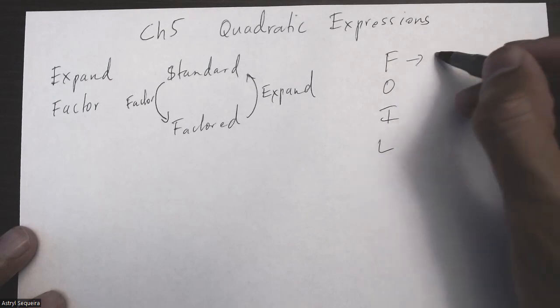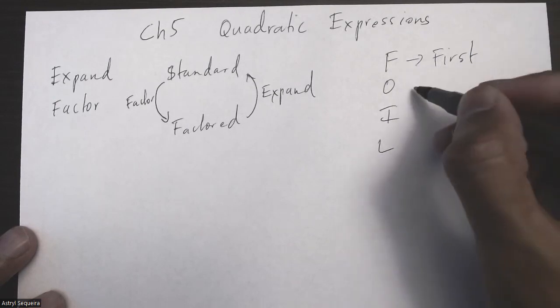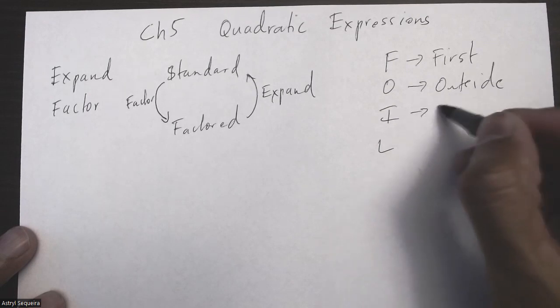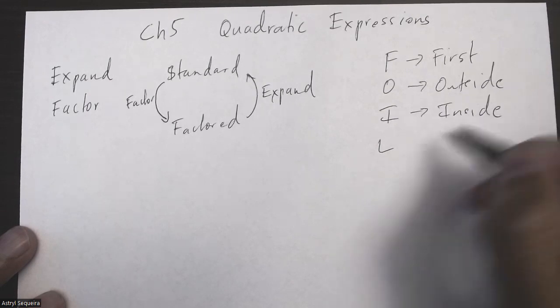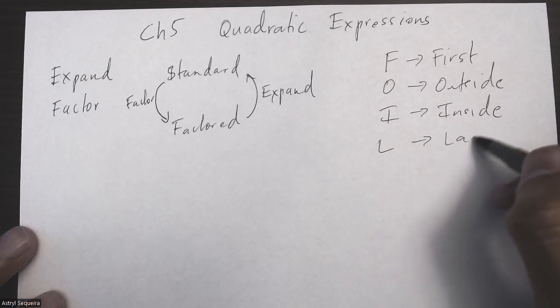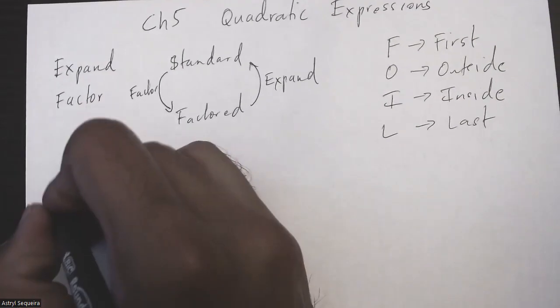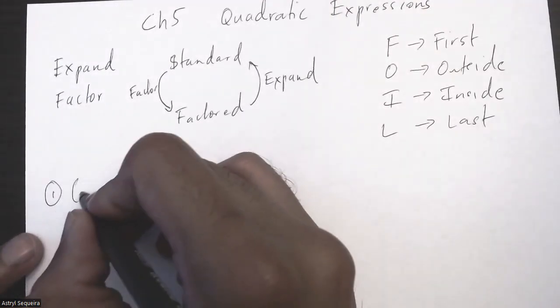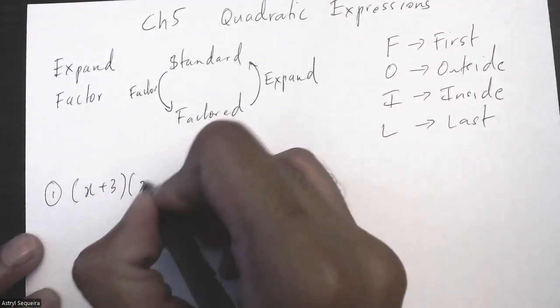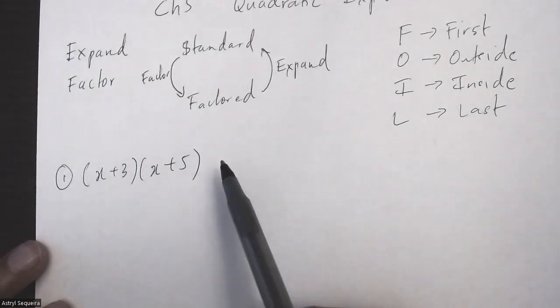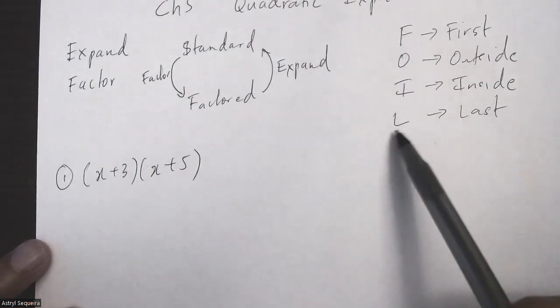where F just stands for first, O stands for outside, I stands for inside, and L stands for last. So I'll show you exactly what I mean by this by doing some questions now. Let's start with the first question, which is pretty simple. It's x plus 3 times x plus 5. This is factored form, and we want to expand this. So we're going to expand with FOIL over here.